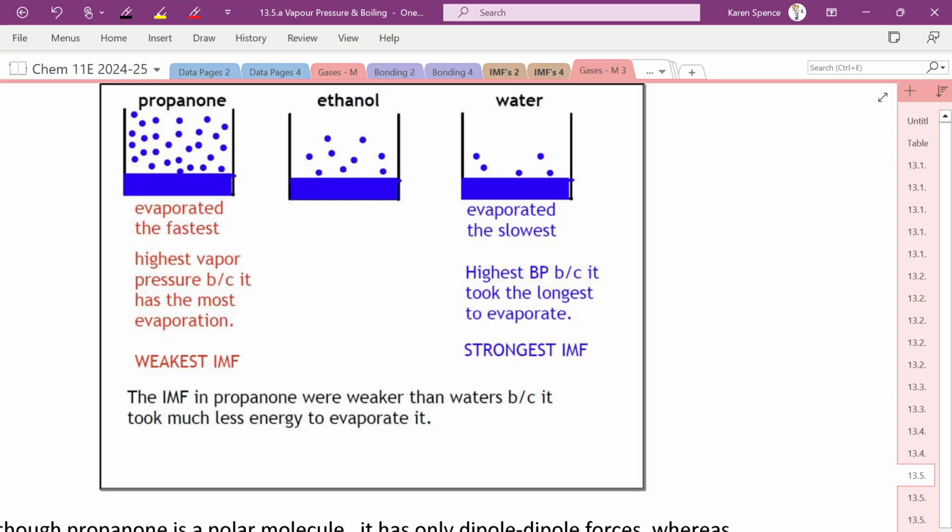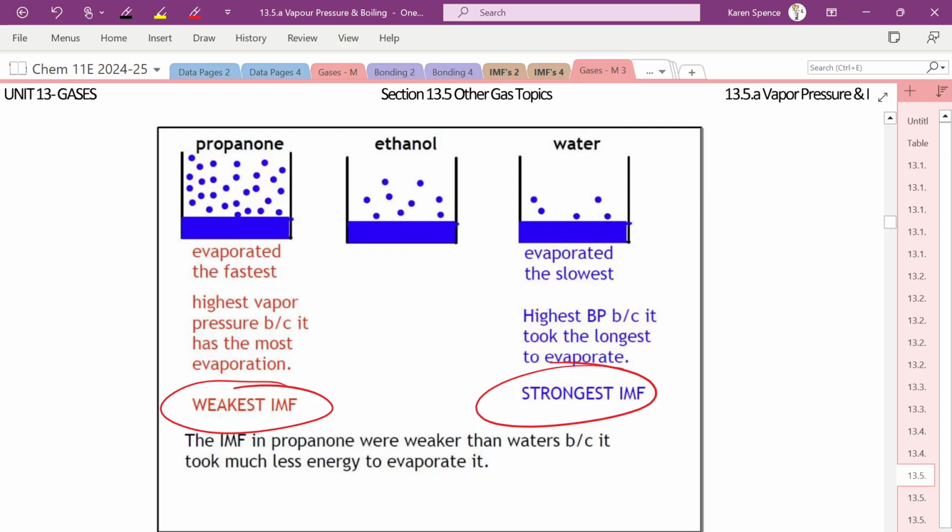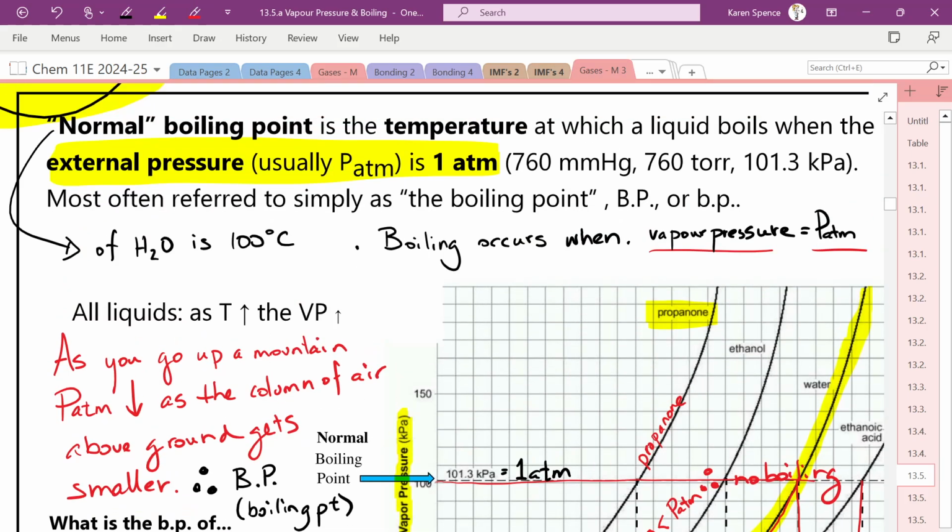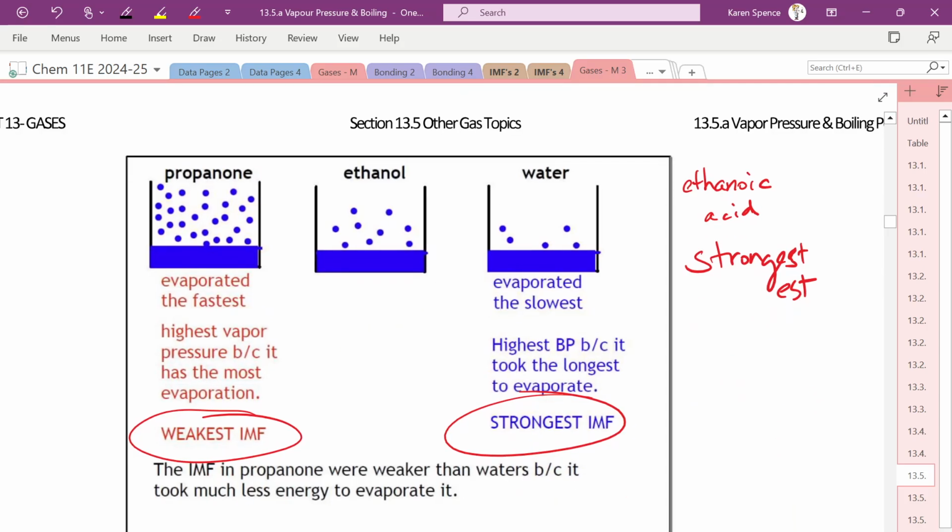So yeah, we're basically here. It's just weakest intermolecular forces, strongest intermolecular forces. What kind of intermolecular forces would we have in ethanol? Oh, and where's ethanoic acid? There we go. Are these even the same three that we had? Yeah, they are. Okay. I need to fix this up a little bit.